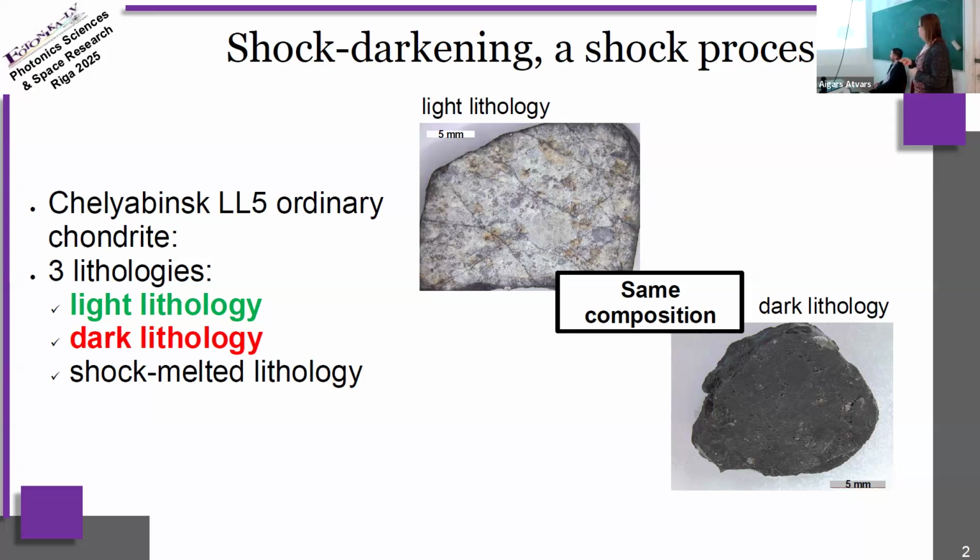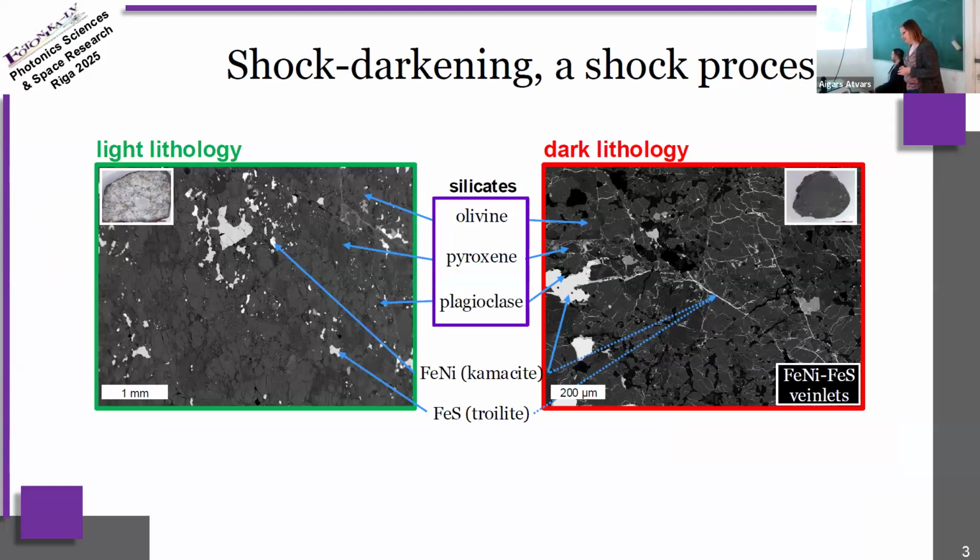There's also a third lithology that was found on these meteorites, which is the shock melted, which was also dark in appearance, but I will show later what are the differences between dark lithology and shock melted lithology. First, before explaining on the asteroid level, let's just take a look at backscatter electron microscope images of these two fragments. On the left, we have the light lithology, and on the right, we have the dark lithology.